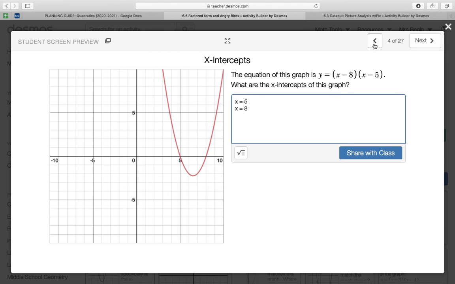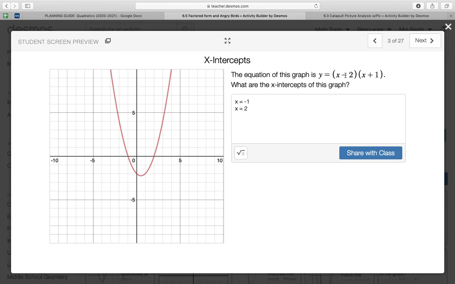As we're doing these slides, you should be thinking about, all right, what's the relationship between this equation, which is in something called factored form, and the x-intercepts of the graph? Are we noticing a pattern here? A pattern that would help us make a prediction. So let's take a look at this one.